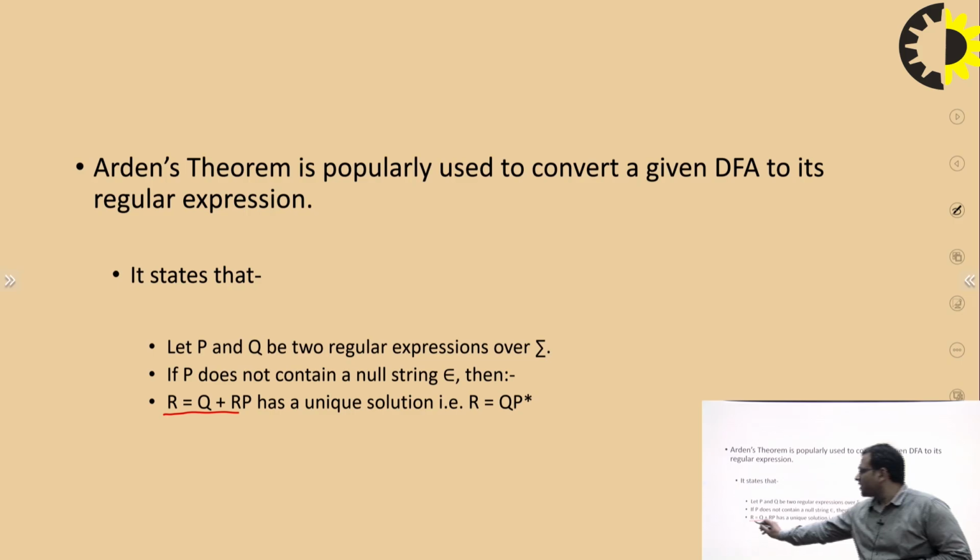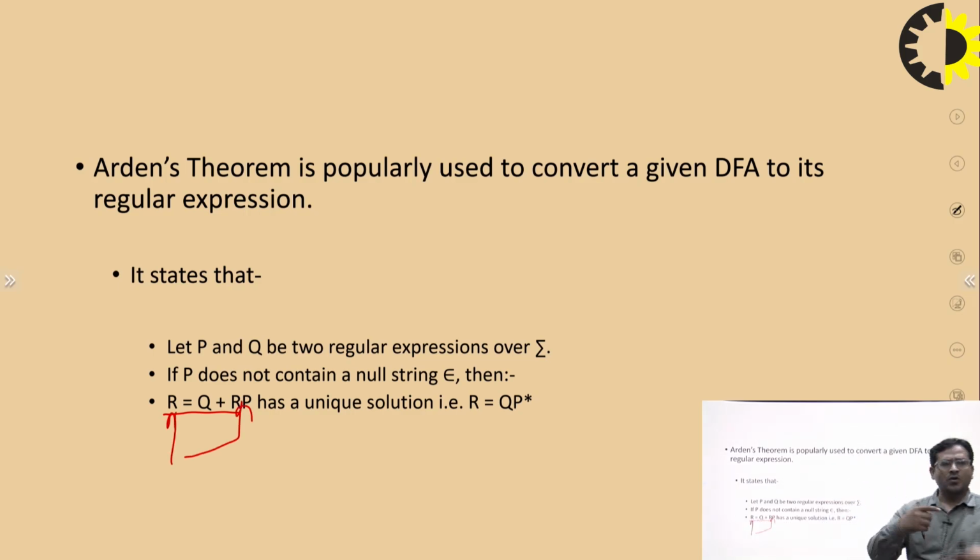Why do I say this is a recurrence relation? Because you can see the right hand side and the left hand side both have the same symbol, so R is basically calling itself. So if the equation is R equals Q plus RP, it has a unique solution, that is R equals QP star. This is the solution which Arden gives. So if our equation is R equals Q plus RP, then the solution is R equals QP star.